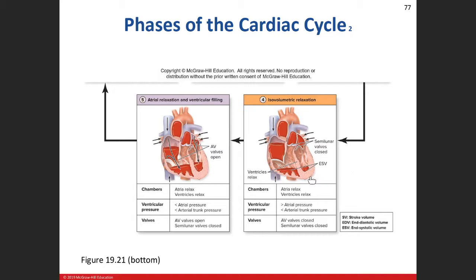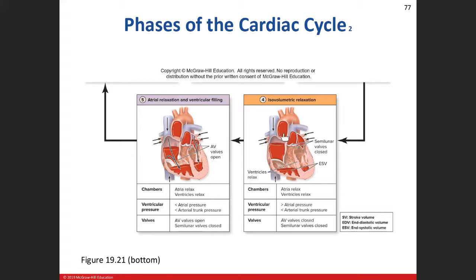Which brings us here to the isovolumetric relaxation. So we contract, you squirt the blood out of the heart. Does anyone remember what that blood volume that we just squirted out of the heart is called? Stroke volume. Stroke volume is the amount of blood in milliliters, the volume of blood that leaves the heart when it contracts.